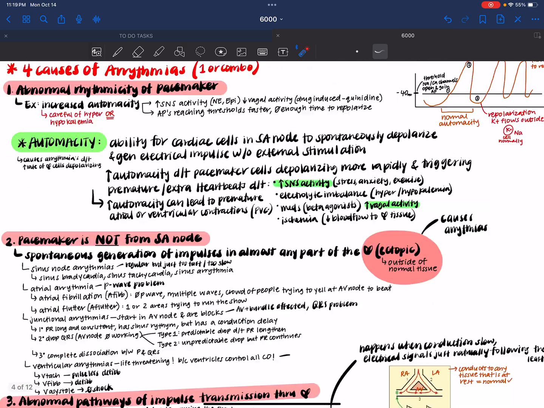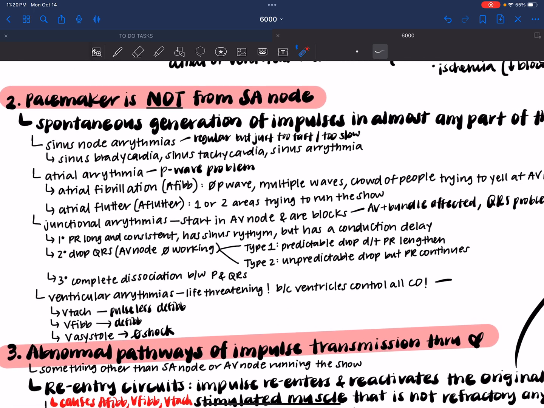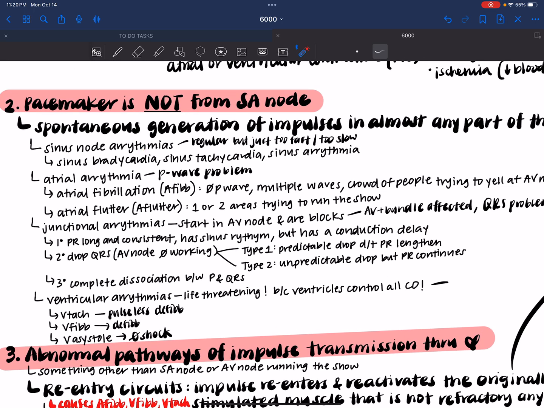Another cause of an arrhythmia is when the pacemaker is not from the SA. If it's not from the SA, it's probably from the AV, or from the outside parts. So there's spontaneous generation of impulses in almost any part of the heart. That's ectopic. Ectopic means outside of our normal tissue, and it causes arrhythmias. You'll see sinus node arrhythmias: it's regular, but just too fast or too slow. So sinus brady, sinus tachy, and sinus arrhythmia.